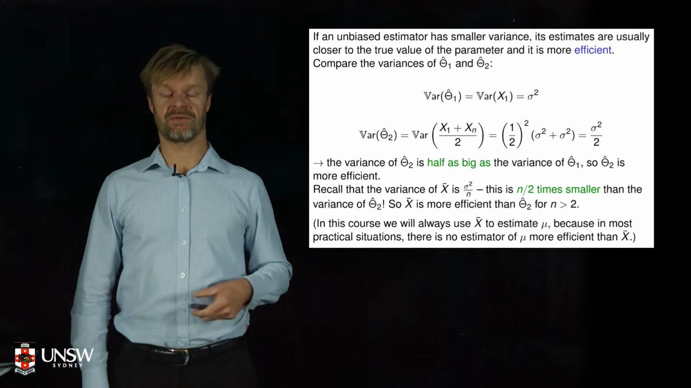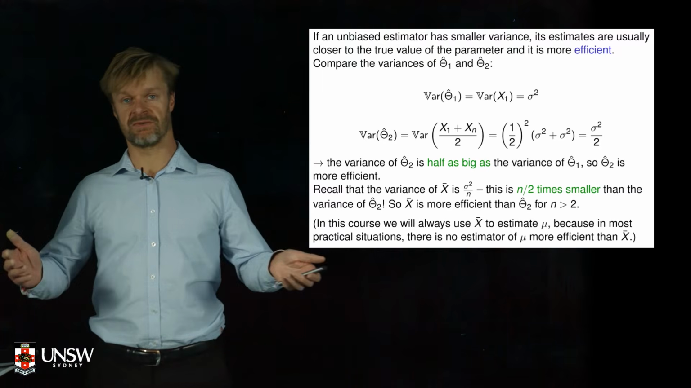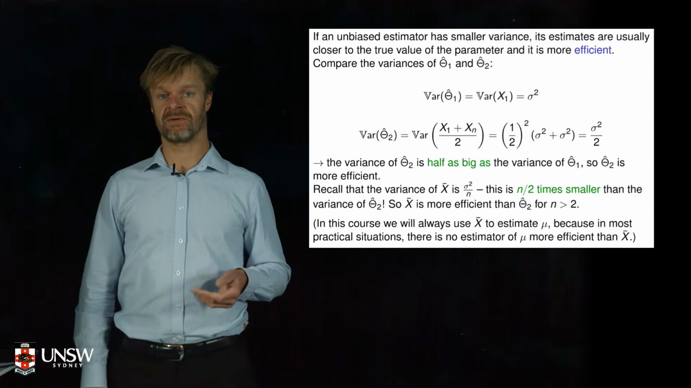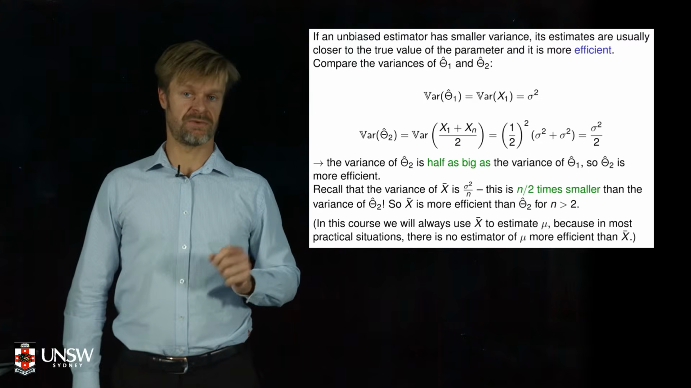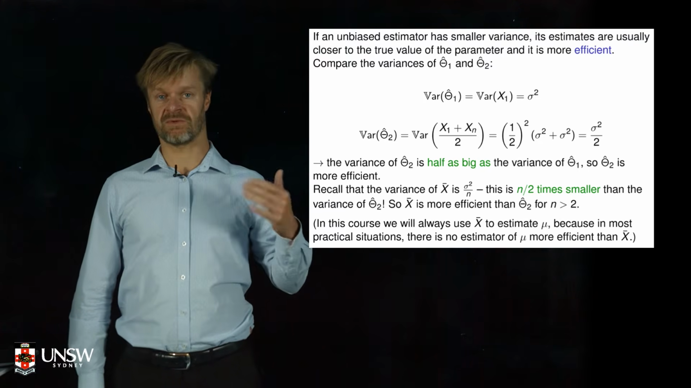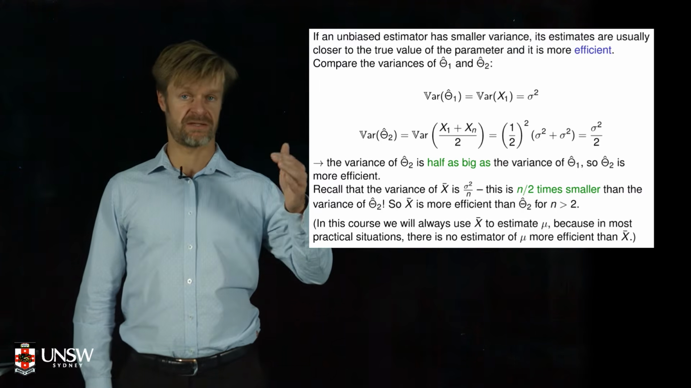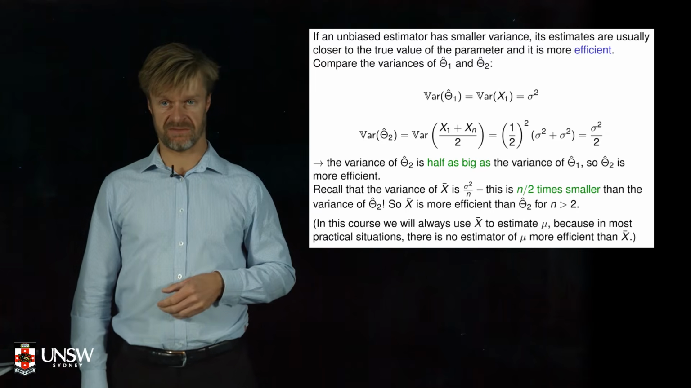So what's the variance of theta hat 1? Well, it's the variance of x1, that's sigma squared. What's the variance of theta hat 2? Well, it's the variance of an average of two values, and it ends up being sigma squared on 2. So that tells us that theta hat 2 is better than theta hat 1. It's got half the variance.